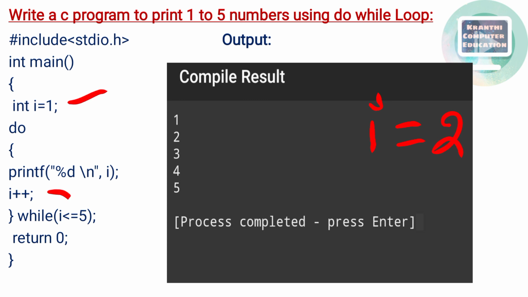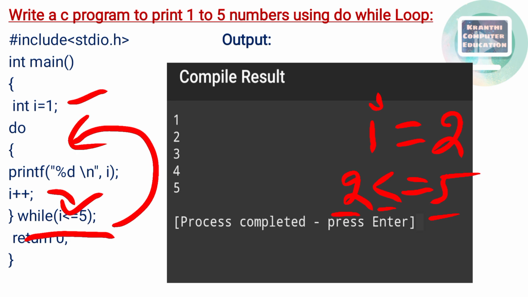After incrementing, the control goes to the condition while i less than or equals to 5, means 2 less than or equals to 5, the condition is true. That's why the control goes inside the body. In the body, printf, so the i value will be printed. What is the i value? 2. Now 2 will be printed and the next statement is the increment statement. Now the i value will become 3. Next the control comes to the condition i less than or equals to 5. Now 3 less than or equals to 5, the condition is true.